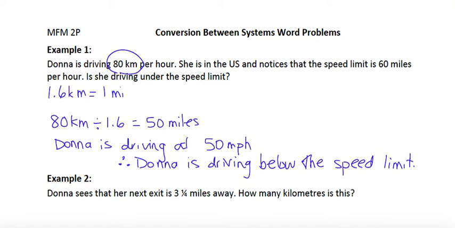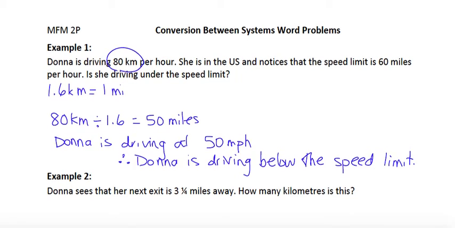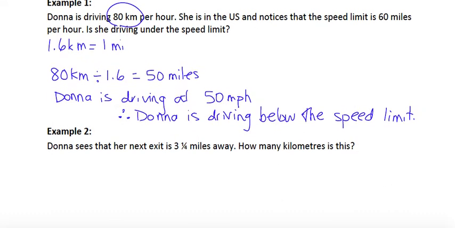The next example still follows Donna, and Donna sees that her next exit is 3¼ miles away, and we want to find out how many kilometers this is. So again, we're still going to use our conversion of 1.6 kilometers is equal to 1 mile. Now you may wish to express your 3¼ miles as a decimal number. So a quarter is the same as 0.25, and this might make your calculations easier to work with.